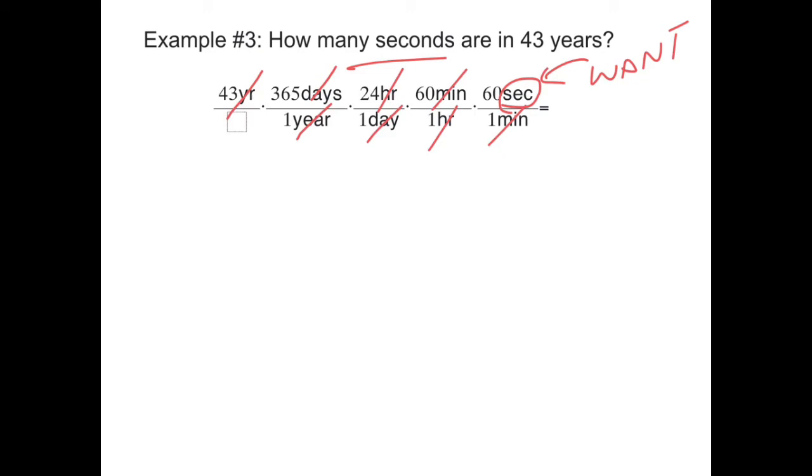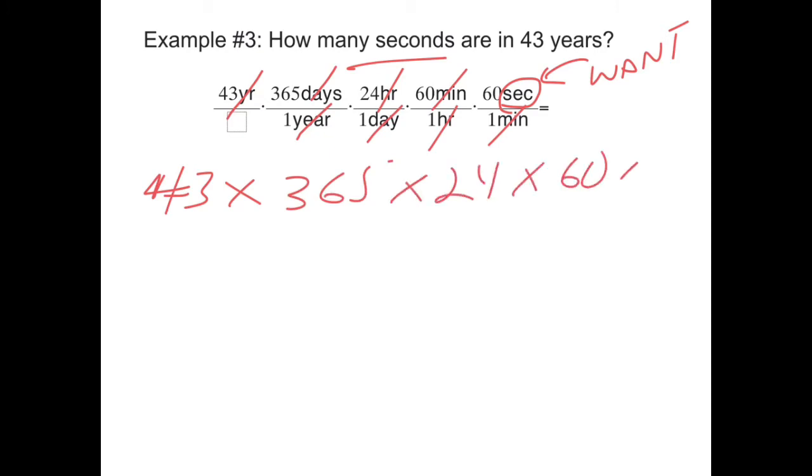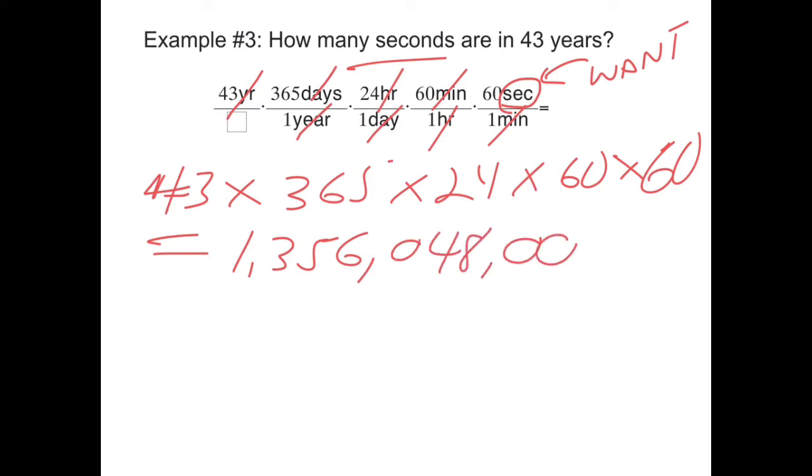Okay. And so we do the math on this, and so in a calculator, I would put 43 times 365 times 24 times 60 times 60, and I would get my answer in that case. Now, it equals 1,356,048,000 seconds.